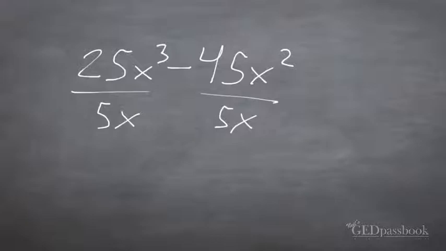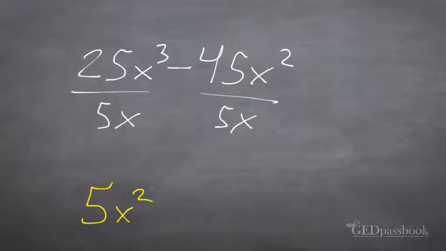So tell me, you guys, what is 25 divided by 5? What is x cubed divided by x? You see that? We minused it. We didn't add it like we did with multiplication. What we did was we subtracted this 3 minus this invisible 1, and we got x squared.